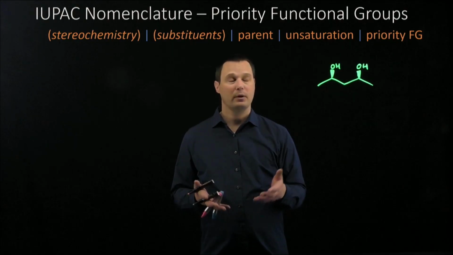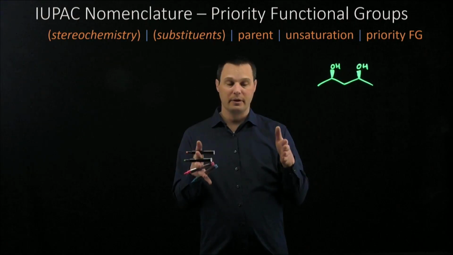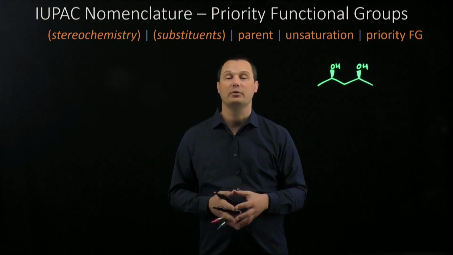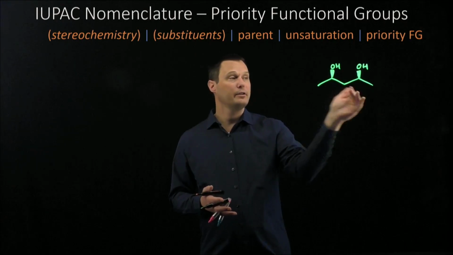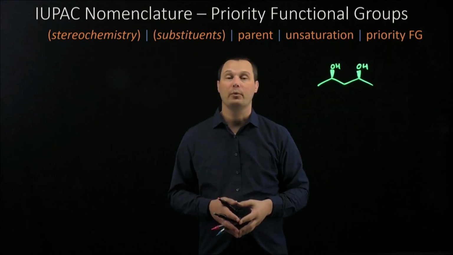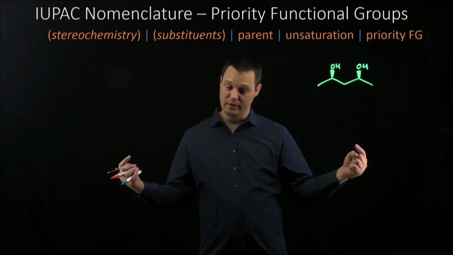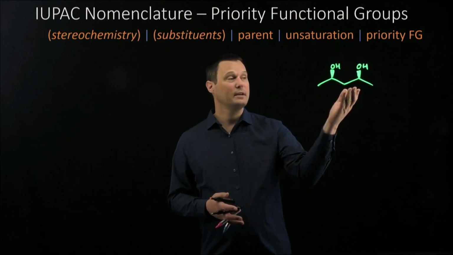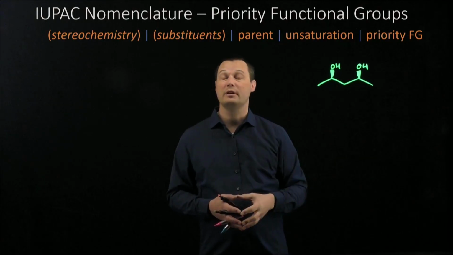either way. The IUPAC rules say that if the numbering is the same from either direction, then we start over and we look for the first non-priority functional group and we give it the lowest possible number. Here, there are no non-priority functional groups. It would still be the same numbering both ways. Our tiebreaker after that is we give the first alphabetical substituent the lowest number. Since both of these are hydroxy substituents, there is no difference in numbering either direction.